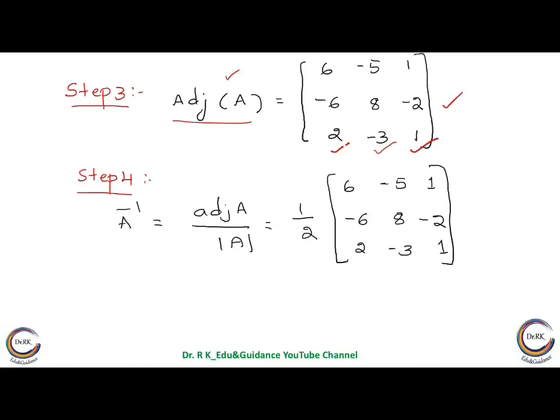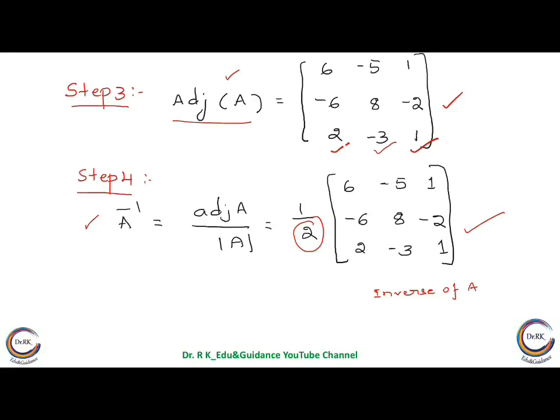So once the adjoint is there, A inverse equals adjoint A by det A. That we already had, it is 2, which is not equal to 0, right? So 1 by det of A times the adjoint, right? So this is the inverse of the matrix which we are looking for. Okay. So this is the regular method which we have been trying, right?